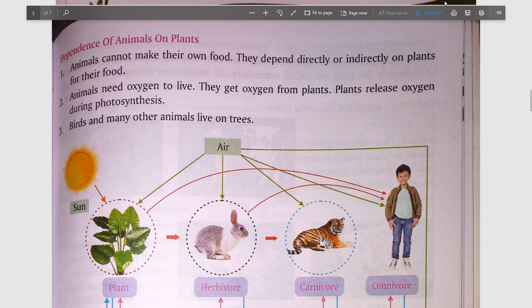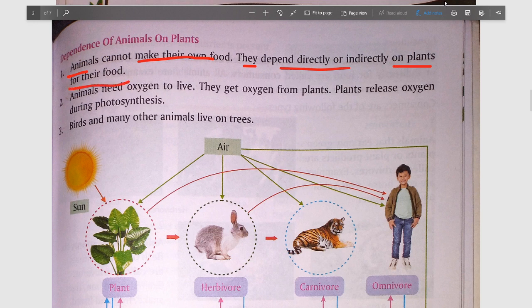Okay, now the next topic is dependence of animals on plants. Earlier we have studied dependence of plants on animals, and we have studied how a plant depends on animals for their needs. Now we will study how animals depend on plants for their needs. So the first point is animals cannot make their own food. They depend directly or indirectly on plants for their food.